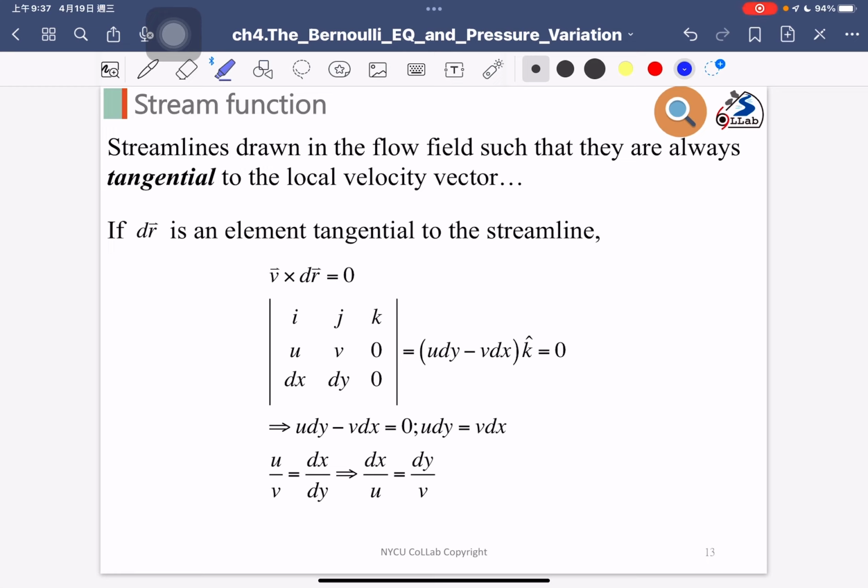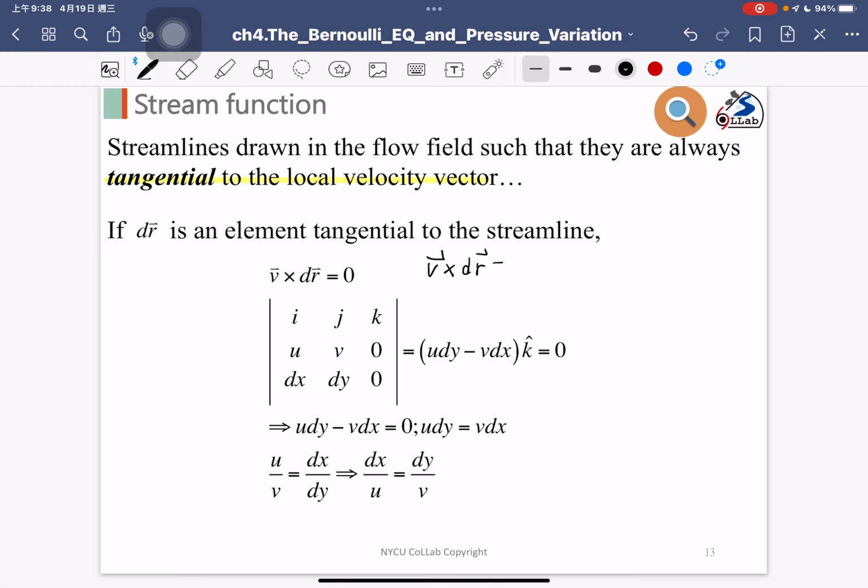And second, we know the idea for the streamline. I always emphasize that streamlines are always tangent to the local velocity vector. So that means if you do the cross product of the velocity vector with a small distance change, the changed direction should be parallel to the velocity vector, right? That means if we do the cross product, it is always equal to 0. Because the position change direction is always parallel to the velocity vector, because the streamline is tangent to the local velocity.